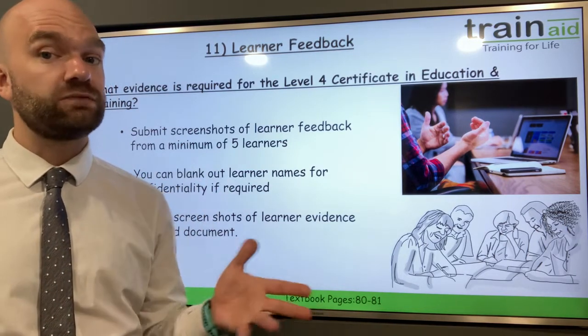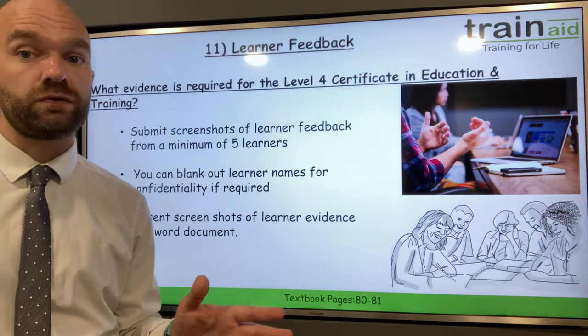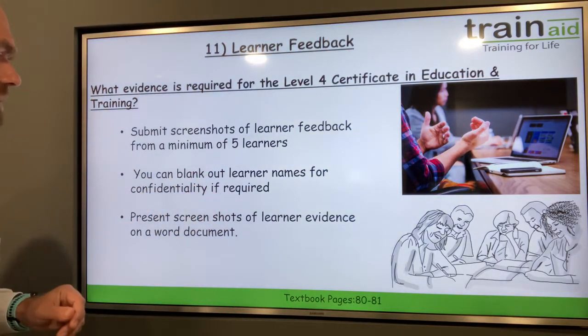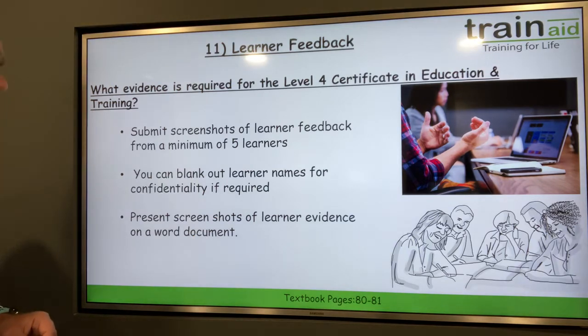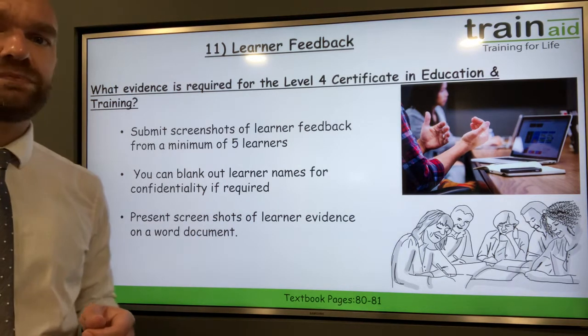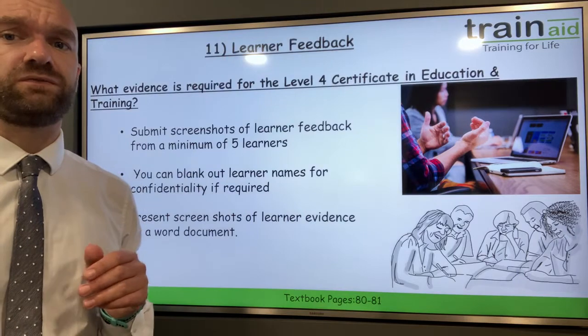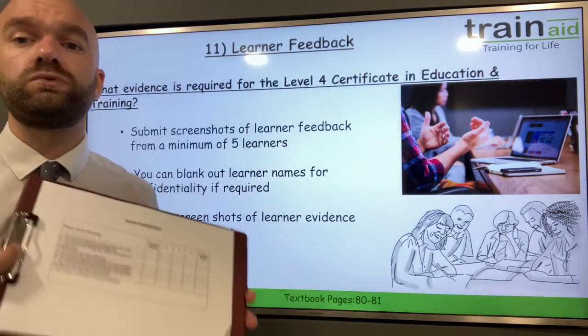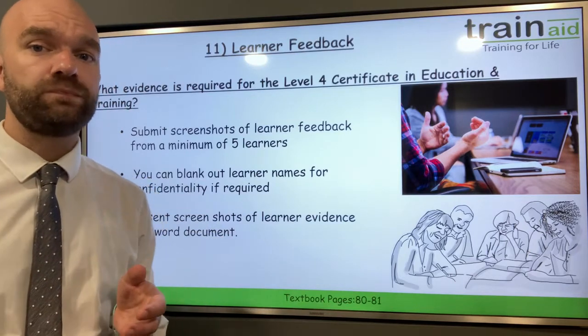You don't have to have learner names on. You can take these off. They can be anonymous, of course. You can also blank out learner names if required. And we are just looking, as I mentioned, for 5 completed forms. You can, of course, use the one learner feedback form provided by TrainAid as well.